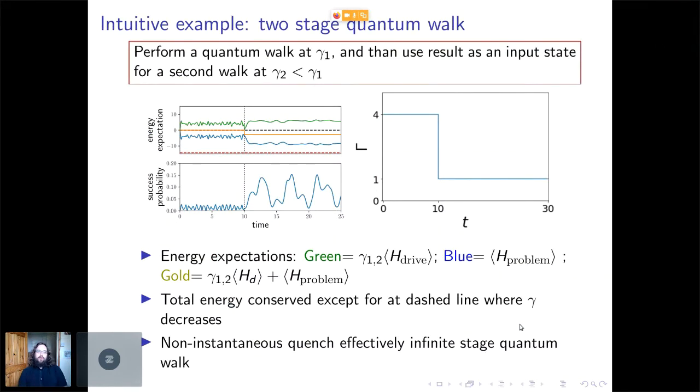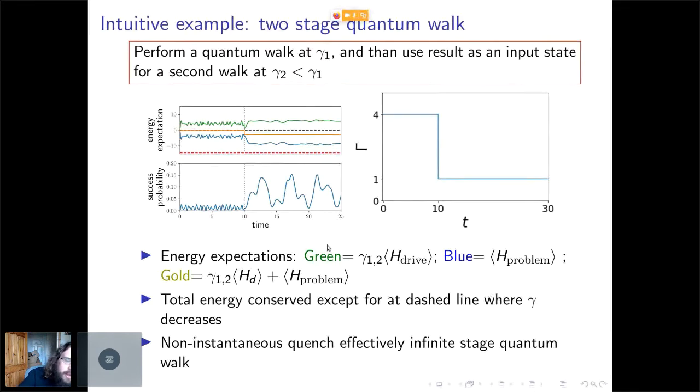So let's think of an intuitive example. Let's think of the next most simple intuitive example beyond just a quantum walk, which is a two-stage quantum walk. So now you have this gamma parameter, which is how much you're fluctuating, how much you're hopping between the different bit strings, between the different states. And you start off by turning it at one value. In this example, we just picked 4. And then you let it go for a while, and then you change the value.